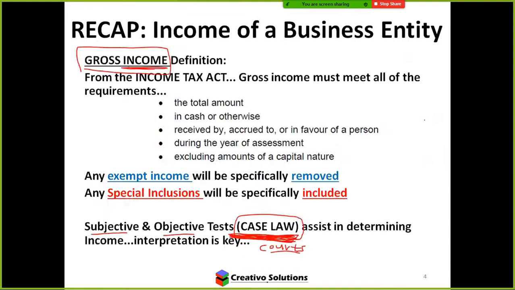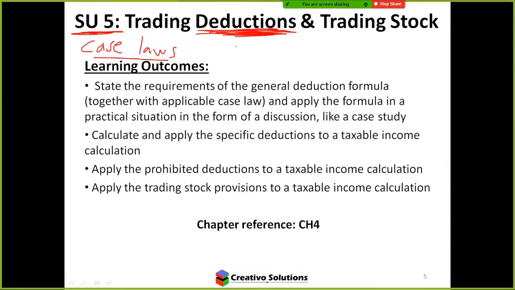And that's why when looking at this chapter, case law is very, very important again. You'll see some of them come up in different scenarios. We're also going to be looking at trading stock. What happens if you're buying and selling goods and you've still got stock on hand? Are you able to still deduct a portion of it? How much can you deduct, in other words, your costs? So we'll look at the definition.